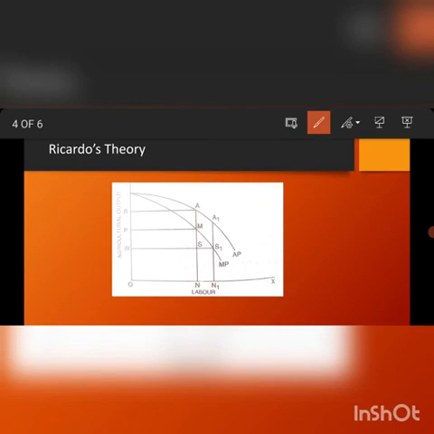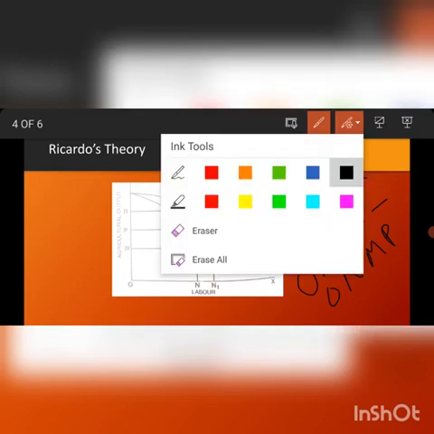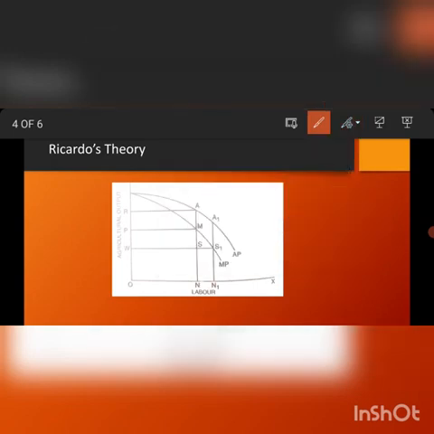And the total amount of rent is determined by the excess of total product over the total cost, that is ONAR minus ONMP, which is equal to PMAR. So this is the share of profit. This is the share of rent.